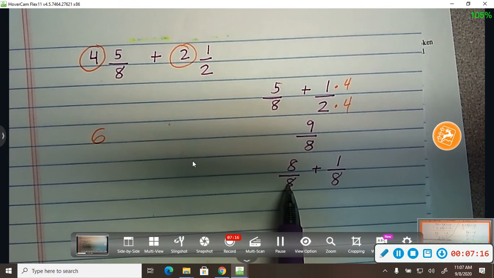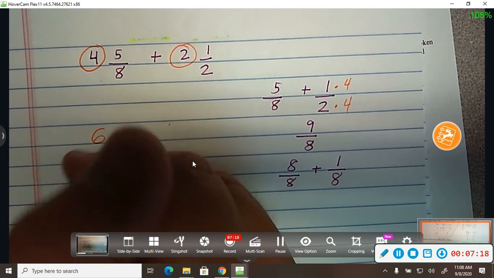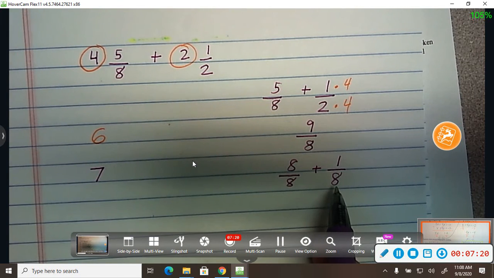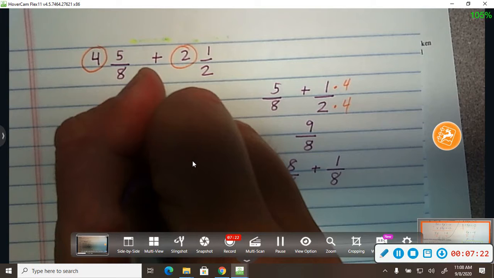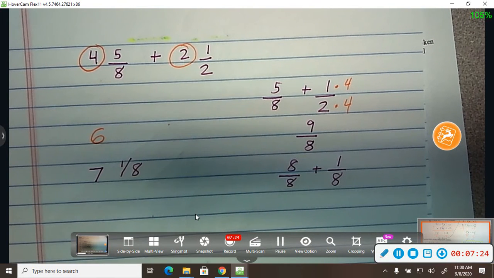And 8/8 is 1, so we need to change that 6 to a 7. So we have 7 plus an 8. And if you type 1/8 in, you should get 0.125. Do you see that?